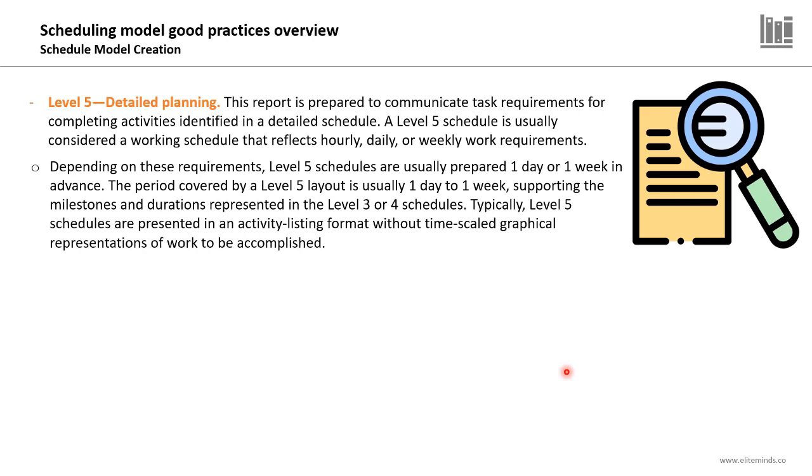The last level is the detailed planning level, which is the most detailed schedule level. This report is prepared to communicate task requirements for completing activities that are identified in the detailed schedule. A level 5 schedule is usually considered a working schedule that reflects hourly, daily, or even weekly work requirements. Level 5 schedules are usually prepared 1 day or 1 week in advance, and the period covered is usually 1 day to 1 week, because it's very detailed, supporting the milestones and durations represented in the level 3 or 4 schedules. Typically, level 5 schedules are presented in an activity listing format.